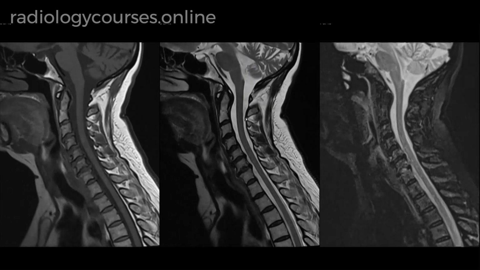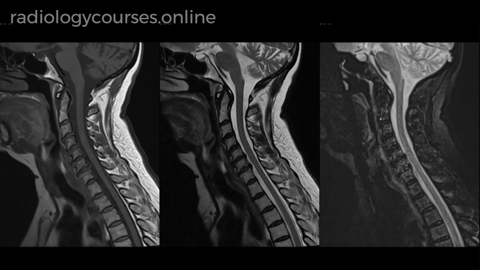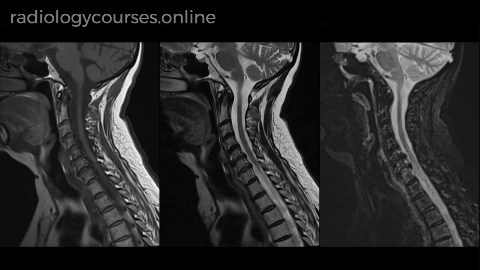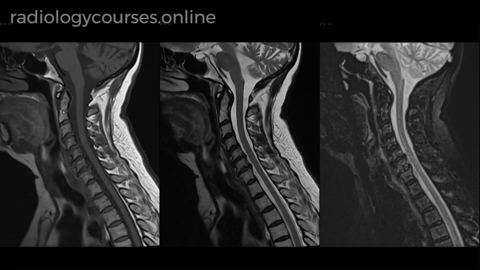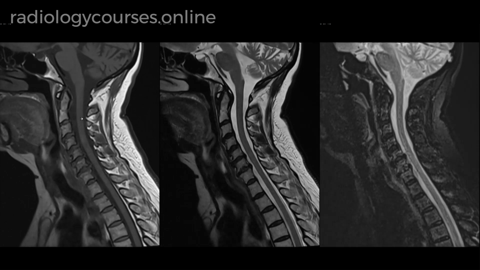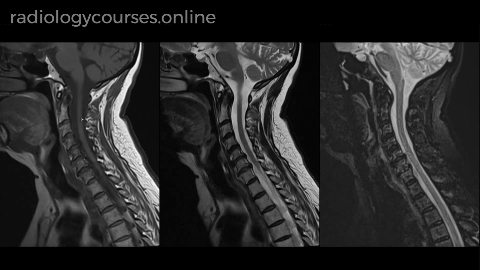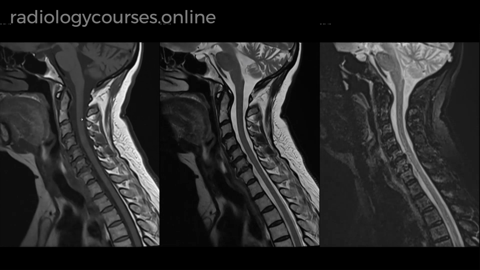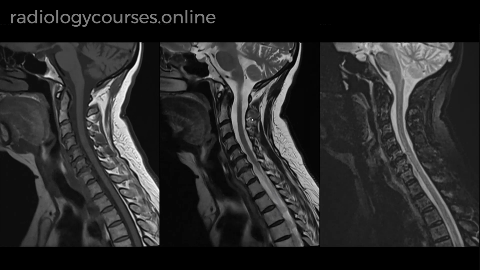The best thing is to correlate with any previous imaging. Fortunately, this patient had previous imaging about 3 years ago, and this region was completely normal. So hence the diagnosis is very clear here. So this is a subacute or old transverse fracture through the base of the odontoid process.